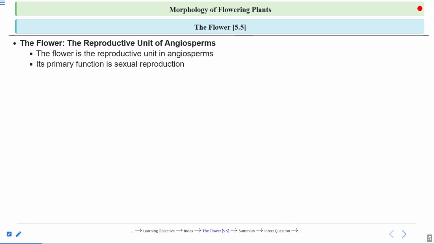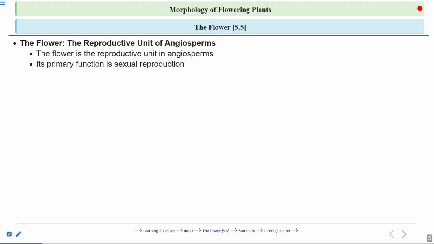So let us start today's session with the topic flower, 5.5. The flower, the reproductive unit of angiosperm. Angiosperms are basically the flowering plants. What is the reproductive unit in the angiosperm? The flower only. The flower is the reproductive unit in angiosperms, and its primary function is sexual reproduction.